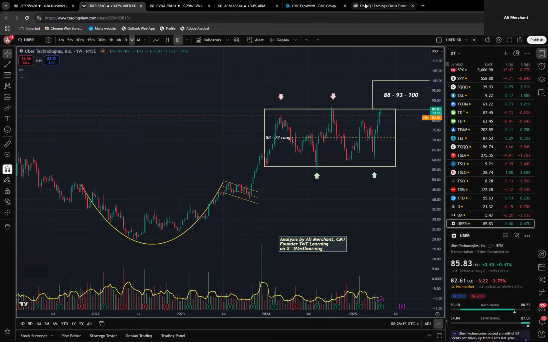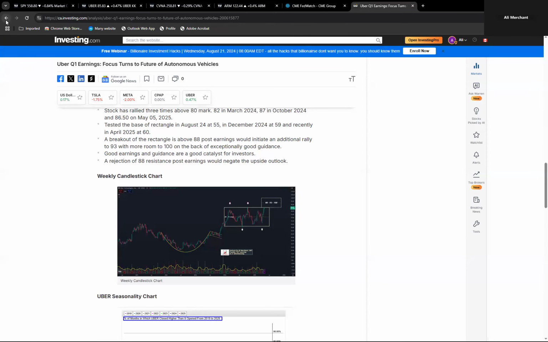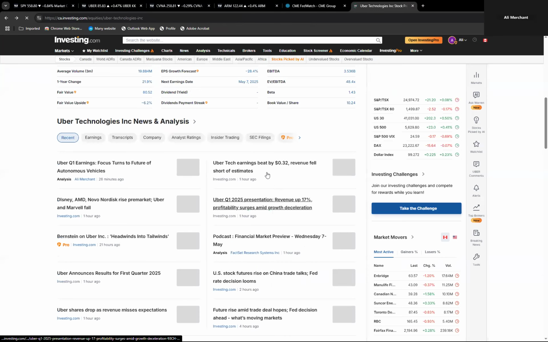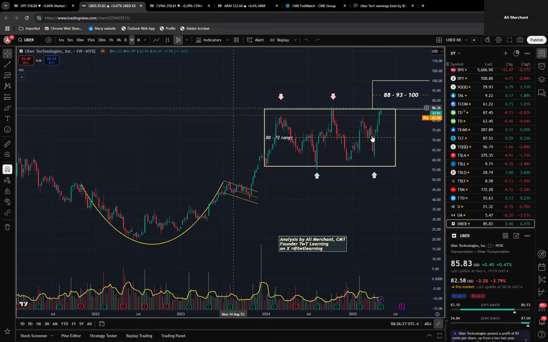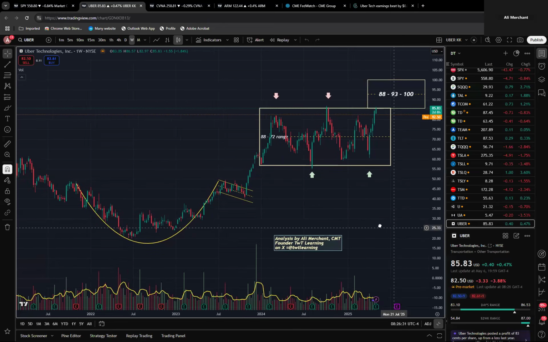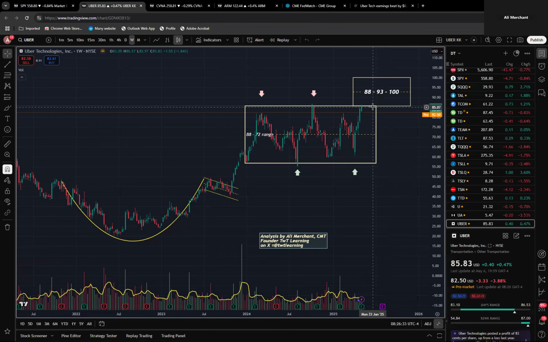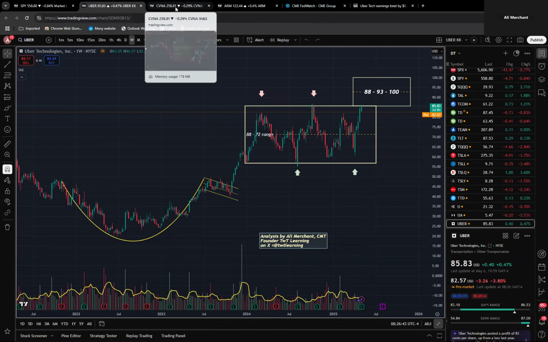Now, what has happened is Uber's earnings beat, but revenue fell short of estimate. That is the reason Uber has gone down to 82.15 pre-market. So what I'm expecting is, if it does not break 88 post earnings, then we are going back to at least the 70, 72 level.